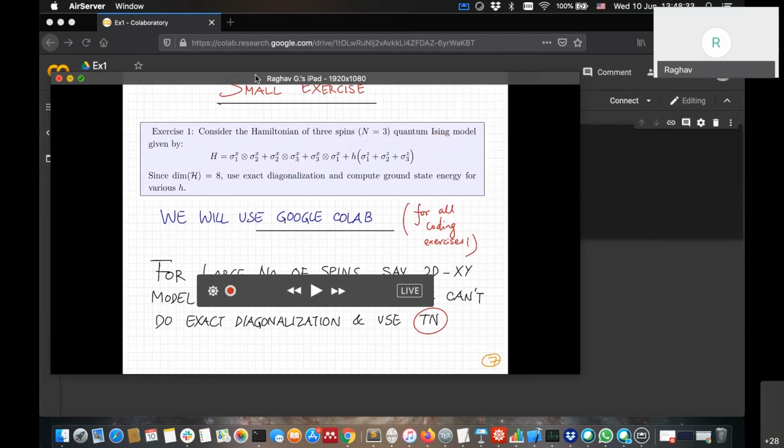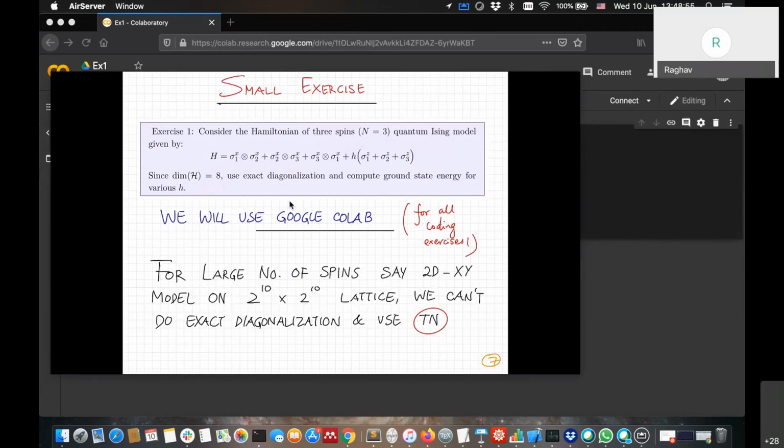Now, since n is equal to 3, the Hamiltonian operator, we'll write it in the form of a matrix. And for an 8 by 8 matrix, we can just use exact diagonalization without worrying about any tensor networks and compute the ground state energy for various h, right? So that is what we'll try to do. Now, if this n was something greater than 10, then we wouldn't be able to do that. And at some point, say n equal to 20 or 22, you just cannot do it because your computer will run out of memory and you won't be able to store that size of a matrix and diagonalize it, right? So we'll work with n equal to 3 at the moment.